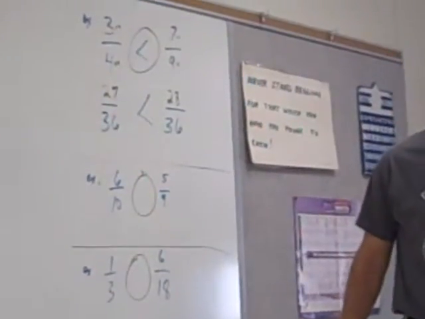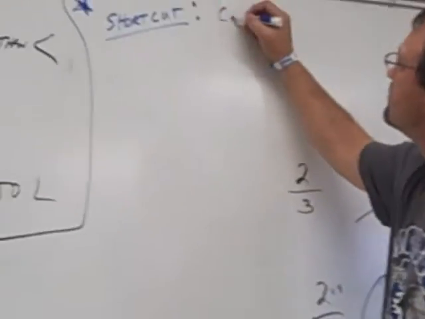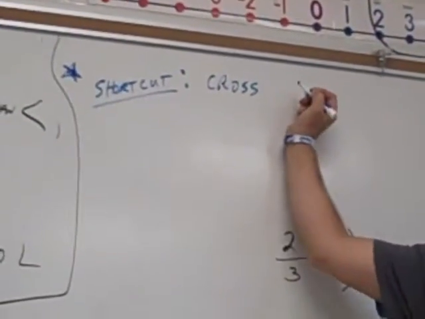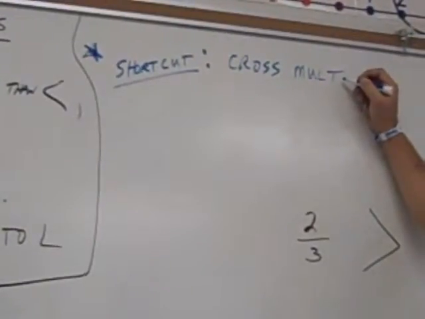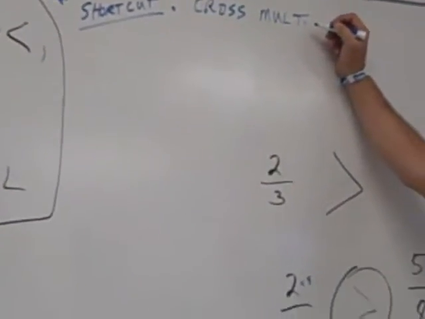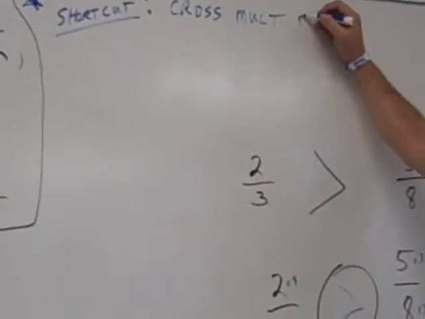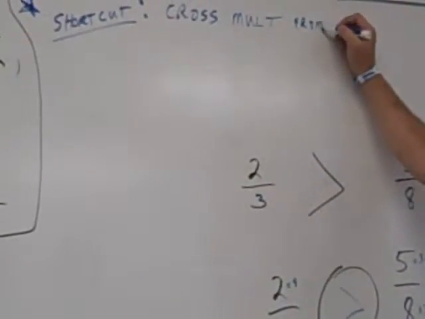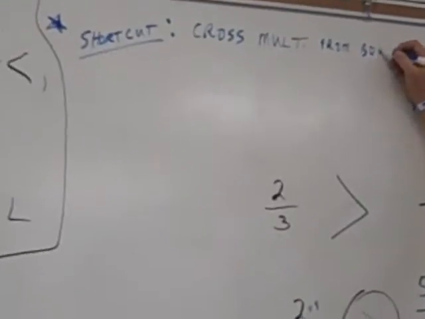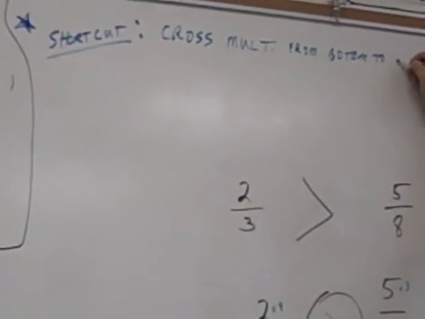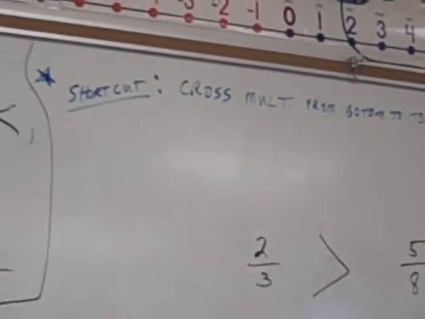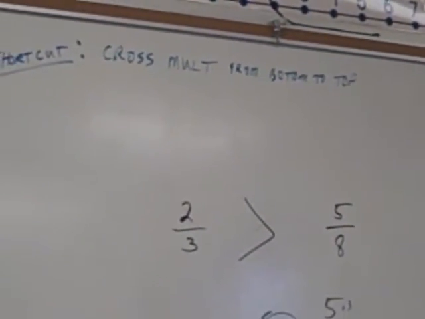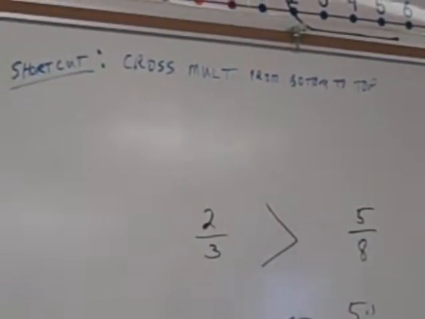You want the shortcut now? Yeah. Shortcut. You may remember this from last year with your teacher. Cross multiply. All right, but we got to do more than that. From bottom to top. Can't go top to bottom. You got to go from bottom to the top.